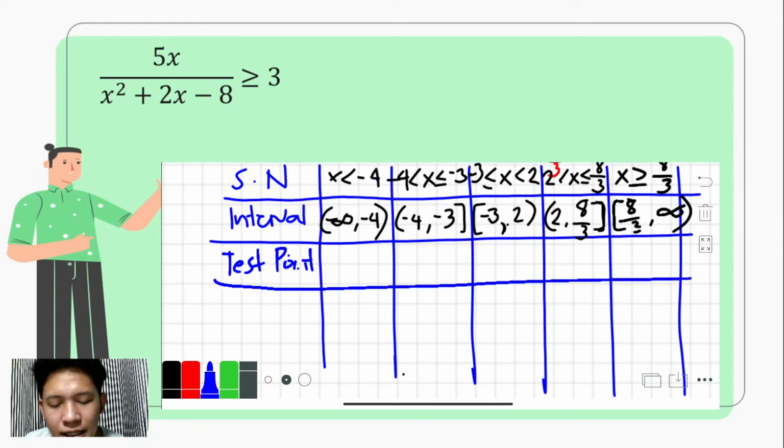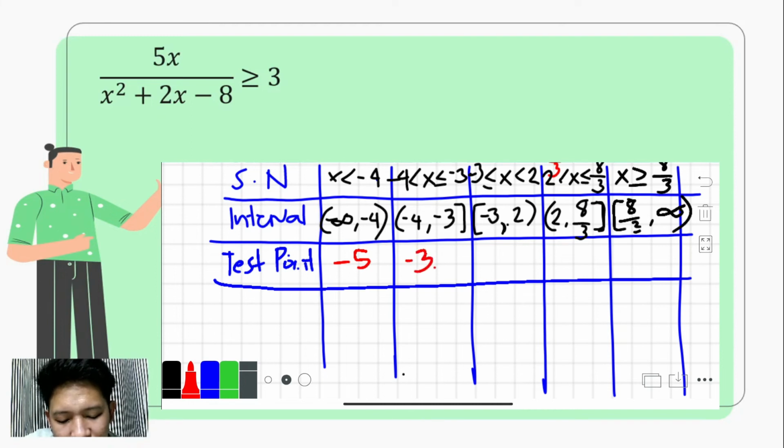So ano po bang pwede nating test point na less than negative 4? So that would be negative 5. Dito naman in between, sige, negative 3.5. Okay, tapos dito, gawin na lang natin 0 kasi nasa gitna naman siya. Then dito kay 2 and 8 over 3. So in between 2 and 2.67, sabihin natin 2.5. Alright, so that is 2.5. And then we have numbers greater than 8 over 3. So yung malapit na lang, that would be 3.